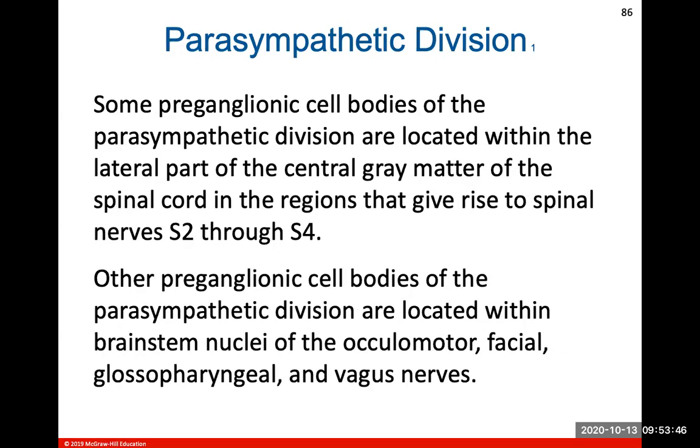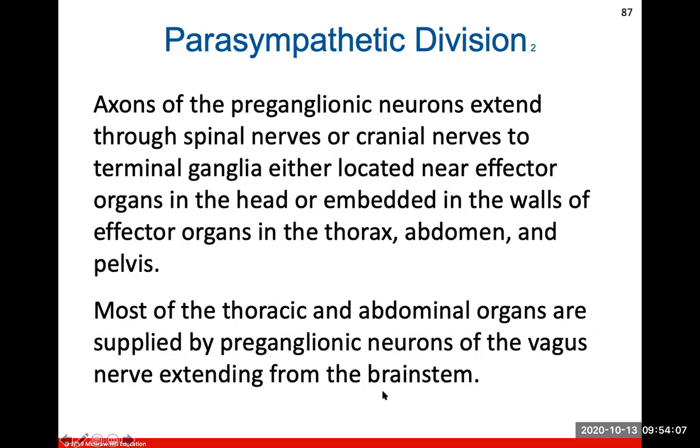The parasympathetic division cell bodies are located within the lateral part of the central gray matter in the regions that give rise to spinal nerves S2 to S4, and other preganglionic cell bodies of your parasympathetic division are located within your brainstem to give rise to these cranial nerves. So I'm going to let you read through this parasympathetic division on your own. This tells you where the axons will extend to in the organs.